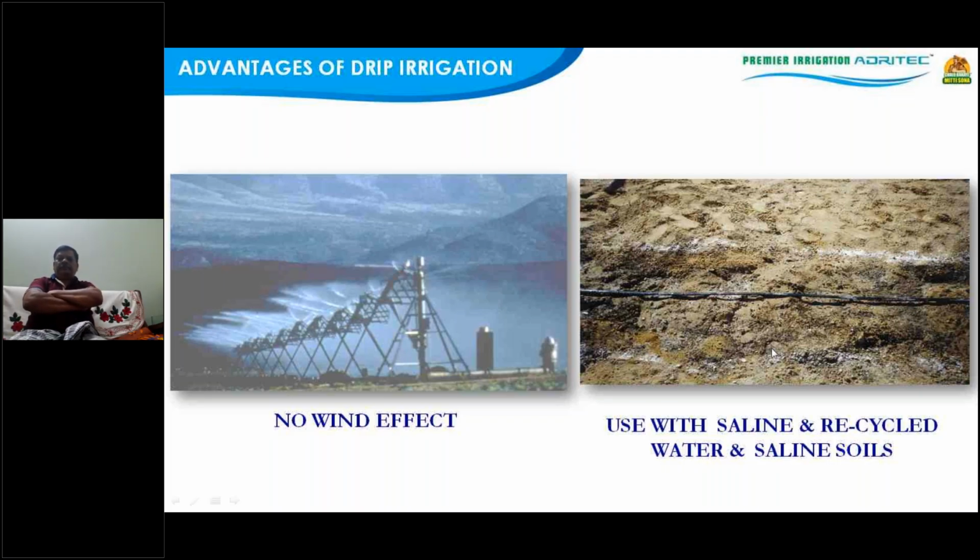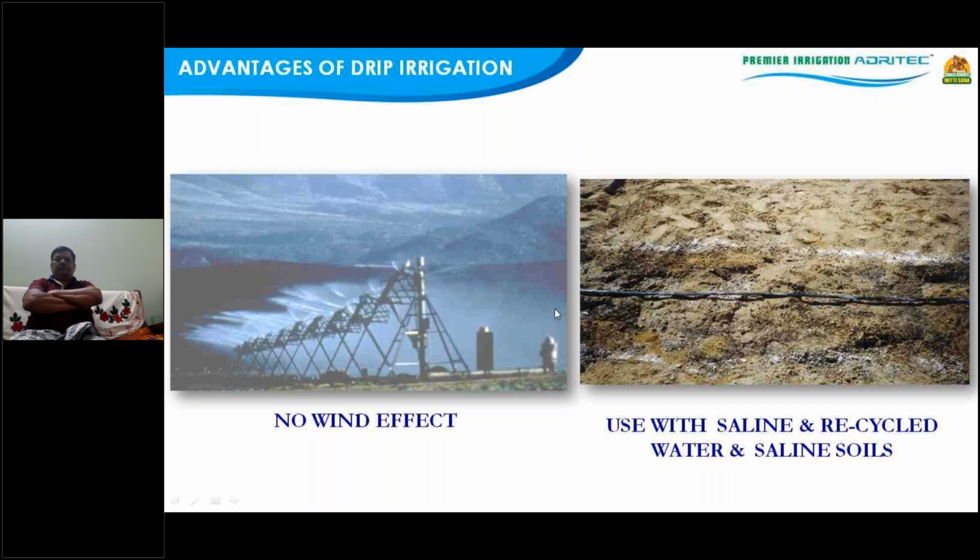And this is one advantage which not many people are aware of, that drip irrigation can be used with saline and recycled water and even for saline soil. In fact, it will make your saline soil better. If you recycle the water, for example, at the Bangalore airport, if you go and see the entire lawn and the area that is there, the entire water being used is actually recycled water, and the water is being given through the drip line. So this is another big advantage, and the white lines that you are seeing are actually the salts getting leached out to the side.